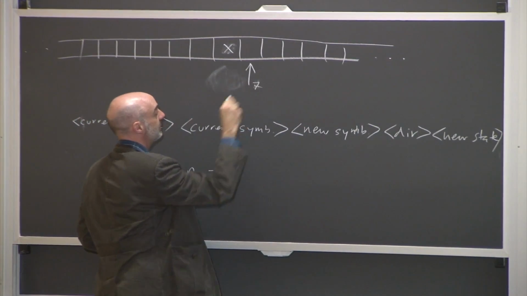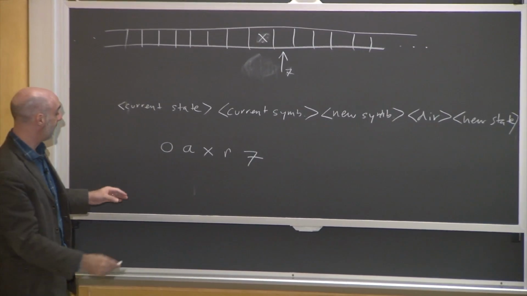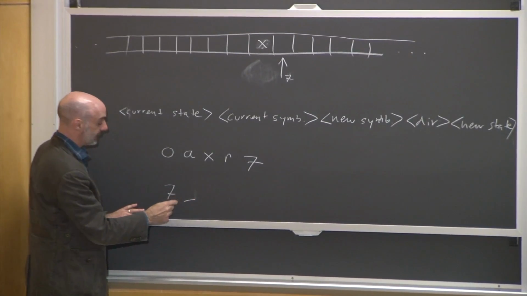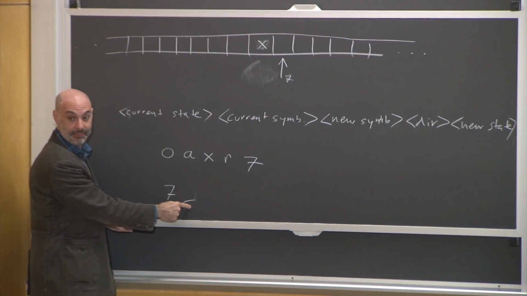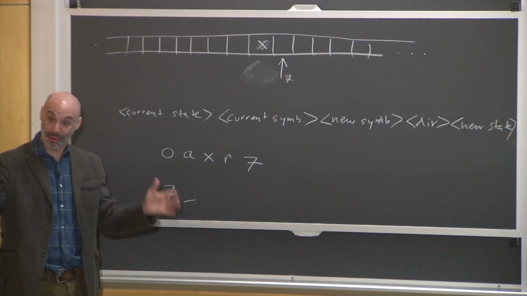And go to state 7. And what it's going to do next is it's going to look for a command line that starts with 7 blank, meaning if you're in state 7 and see a blank, then do blah, blah, blah. That's it. That is all there is to Turing machines.